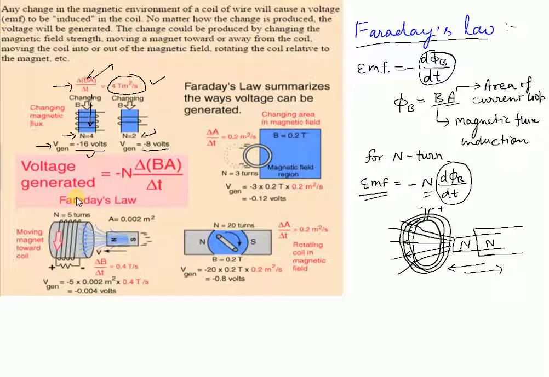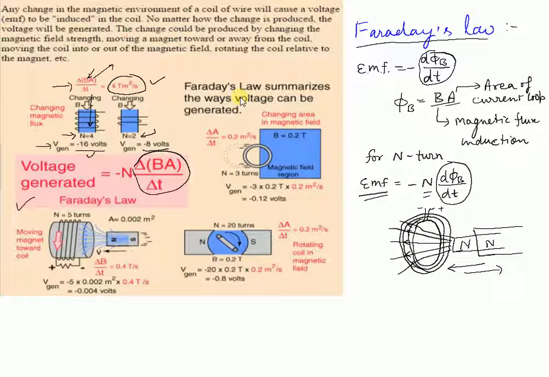So the standard formula for it is: the voltage generated in the coil is directly proportional to the number of turns and the rate of change of magnetic flux, that is N dBA/dt simply.